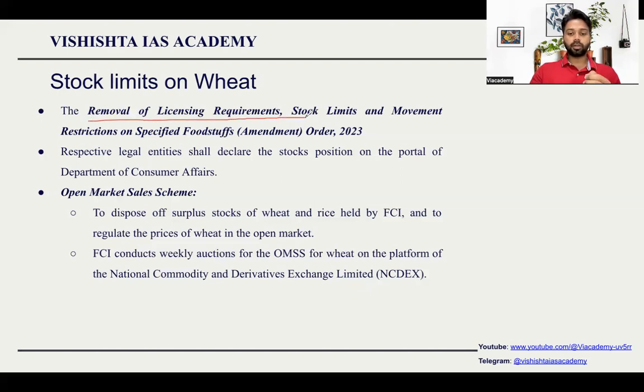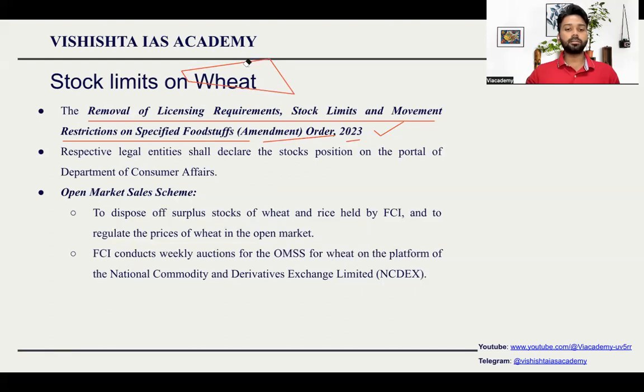The Removal of Licensing Requirements, Stock Limits and Movement Restrictions on Specified Foodstuffs Amendment Order of 2023. This is the order which gives the power for the government to tell how much quantity can be kept by a person or by a merchant or by an entity. Why do they do it? Because wheat is a basic requirement. Wheat is a staple in our country.